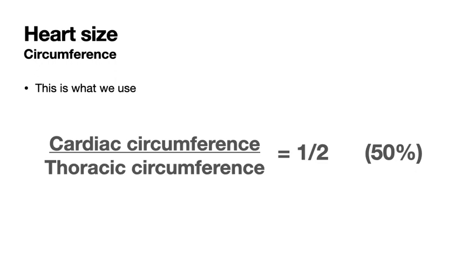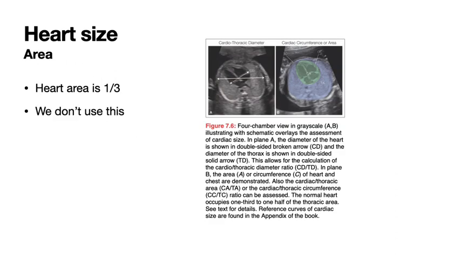It's 50%. Now, this is different than heart area, where you calculate the area. There, the heart area is 1/3, but we don't use this. So know that the heart area is 1/3, but so you don't get them confused, know that we do circumference, with the ellipse, and 50% is what we're looking for.